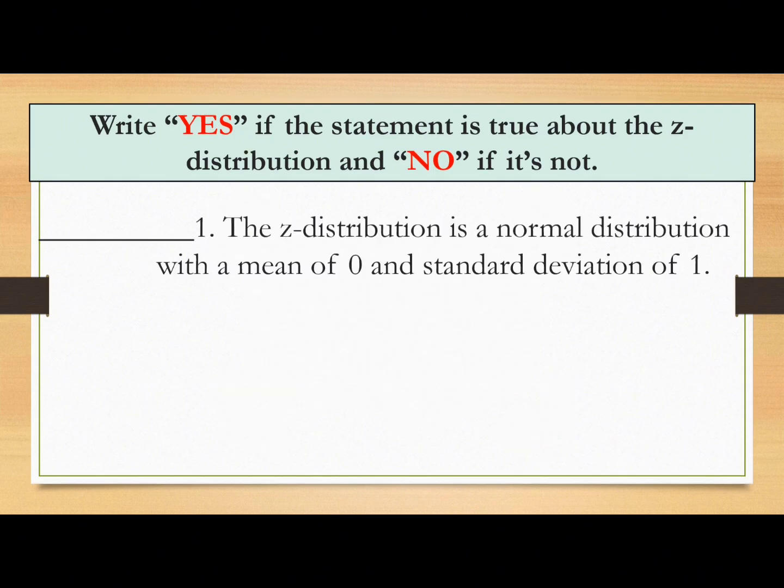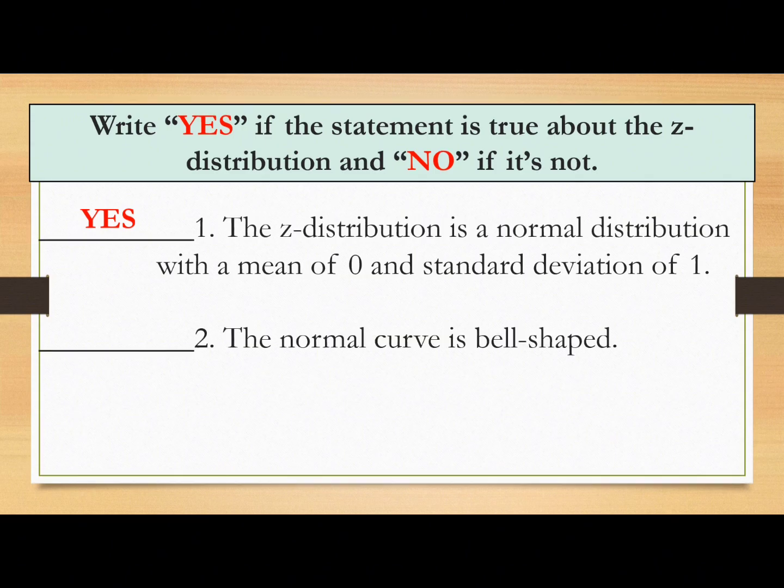Okay, let's try number 1. The Z distribution is a normal distribution with the mean of 0 and a standard deviation of 1. So yes or no? What is your answer? Okay, very good. That is true about Z distribution. How about number 2? The normal curve is a bell shape. True or not? Okay, this one is also true.